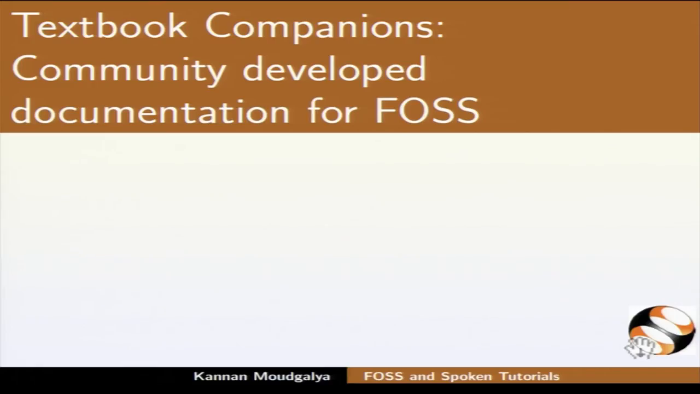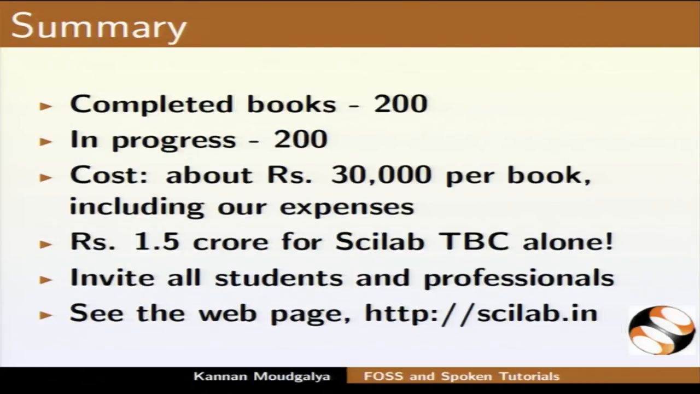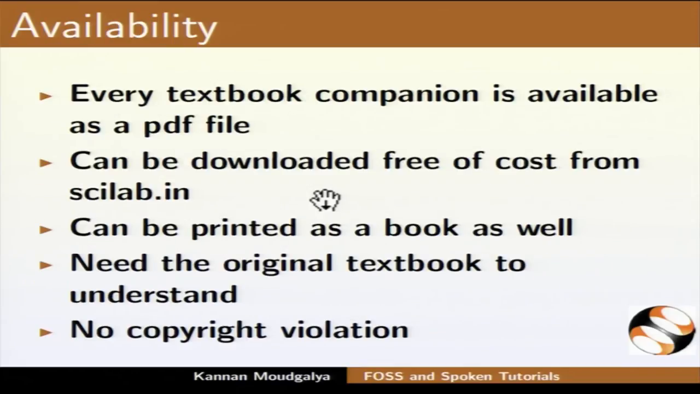So, textbook companions are community developed documentation for FOSS. We have a large number of books. In fact, we have completed 200 books, and 200 are in progress. We are giving 10,000 to the student, 5,000 to the faculty member, and then we have our own administrative work. So that actually kind of doubles this, but in 30,000 rupees we are able to do this, which you can even execute remotely.